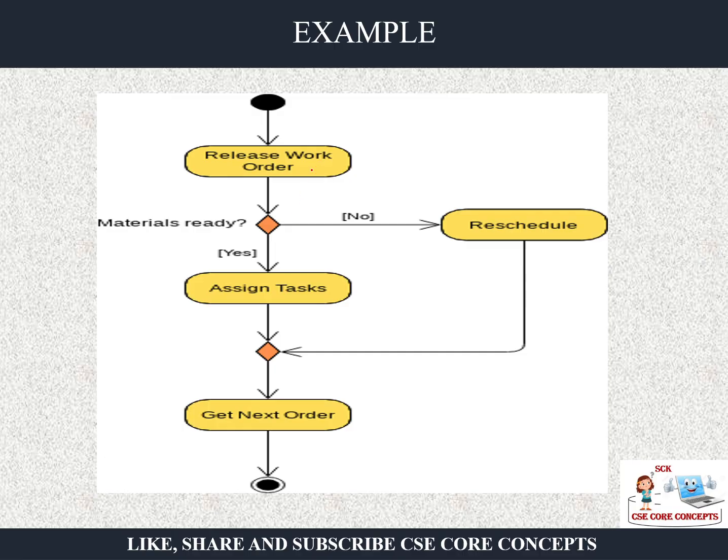This is an example of releasing a work order. See, it is the initial state. You don't need to write the words initial state; the symbol itself represents the initial state. Then you have release work order. Then you take a decision whether to release the order. You will release only if the materials are ready. If yes, you assign a task. If no, you reschedule the work order, and both paths come and merge. Then you have to generate the next order, and this is the final state.